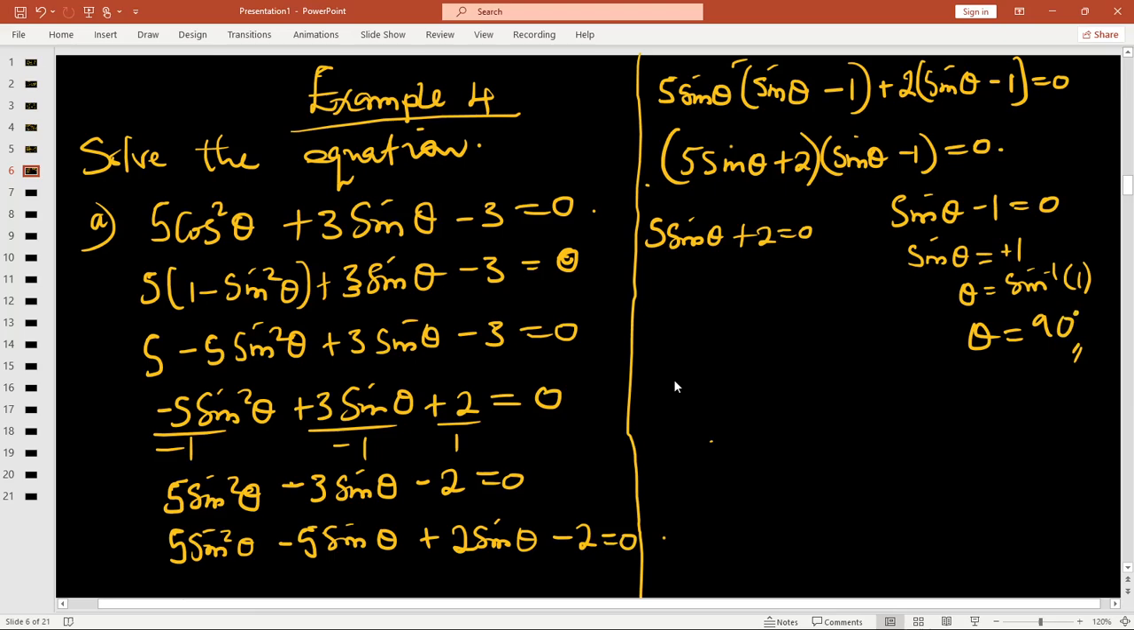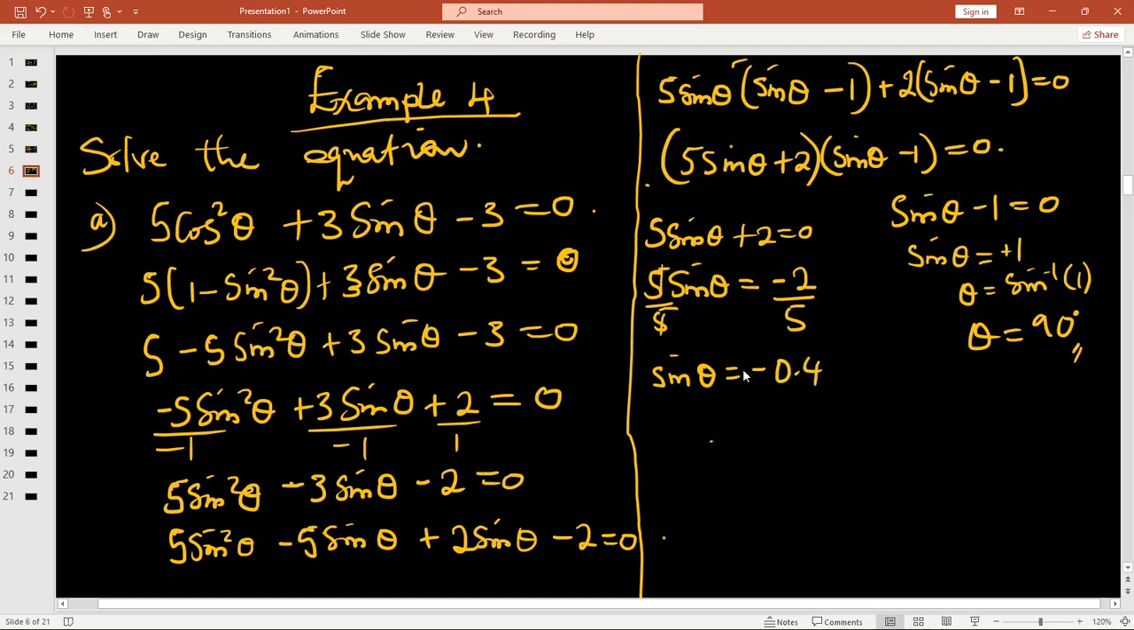Okay, so now let's solve the other part. Here we take the 2 to the other side of the equal sign, we're going to have 5 sine theta equal to negative 2. We divide by 5, we divide by 5. Then we have that our sine theta is equal to negative 0.4.